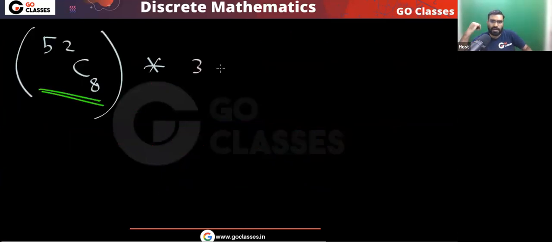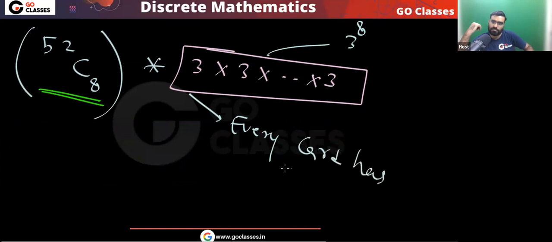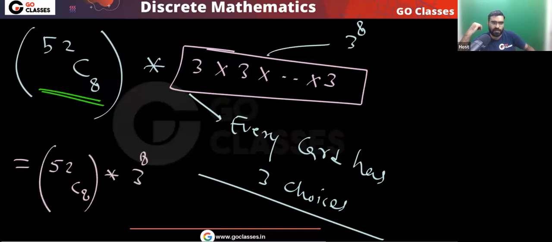So remember, every card has 3 choices: 3 into 3 and so on. This will be your 3 power 8, because every card has 3 choices. So your final answer will be 52C8 multiplied by 3 power 8. This will be your final answer. Did you understand? Please tell me.